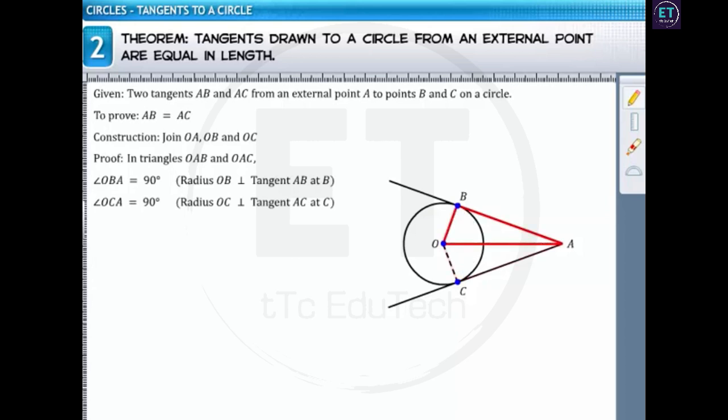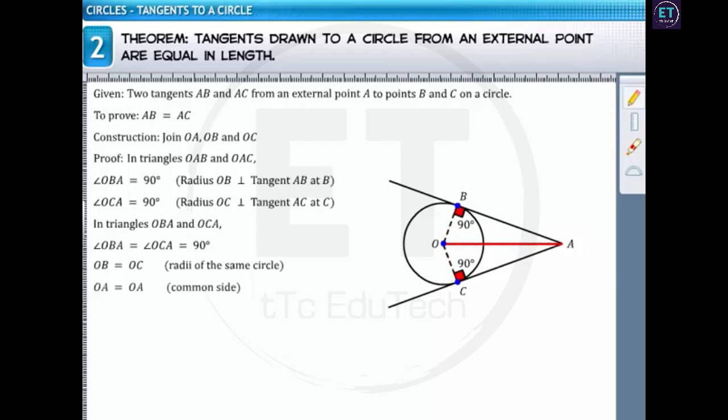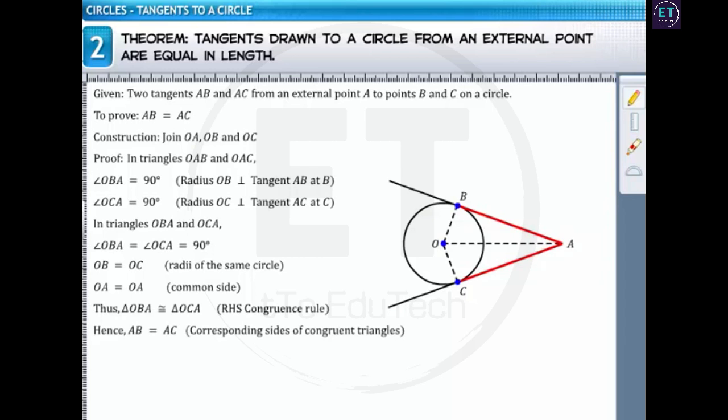Now, in triangles OBA and OCA, angle OBA is equal to angle OCA, which is equal to 90 degrees. OB is equal to OC, since they are the radii of the same circle, and OA is a common side. Thus, triangles OBA and OCA are congruent by the RHS congruence rule. Since triangles OBA and OCA are congruent, AB is equal to AC, as corresponding sides of congruent triangles are equal. Hence, the theorem is proved. This also means that Mr. A can walk along either AB or AC. He will be covering the same distance.